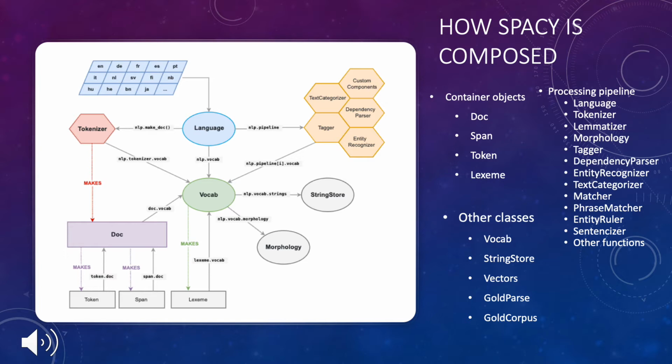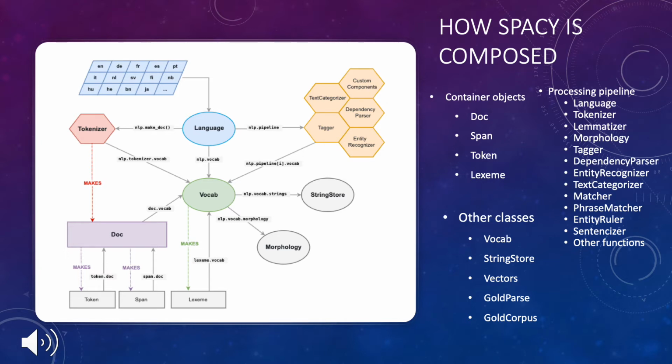that object. Processing pipeline contains language, tokenizer, lemmatizer, morphology, tagger, dependency parser, entity recognizer, text categorizer, matcher, phrase matcher, entity ruler, sentencizer, as well as other functions. A language is a processing pipeline. It is loaded as NLP and then used in the application. Tokenizer segments text and creates the doc. Lemmatizer determines the base of the word. Morphology assigns linguistic features to the word as well as its part of speech tag.